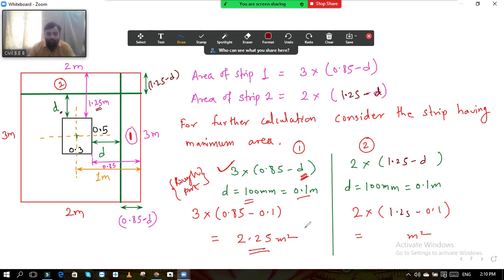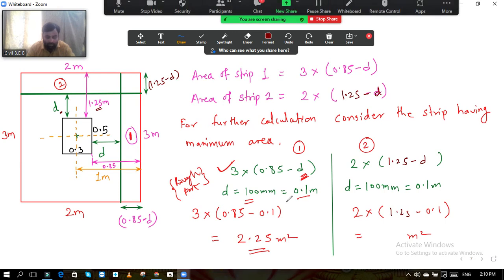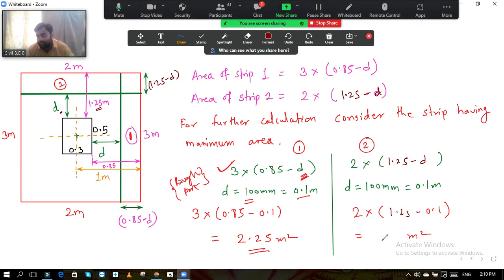So what will be the answer? It is 1.25 minus 0.1 into 2. 2.3 is the answer. Is it correct? Yes, correct, sir. Okay, 2.3 is the answer. Okay, now you can see here the multiplier is 2, here it is 3.